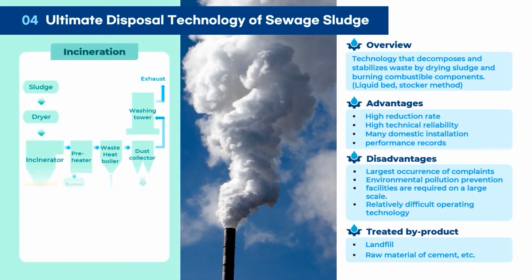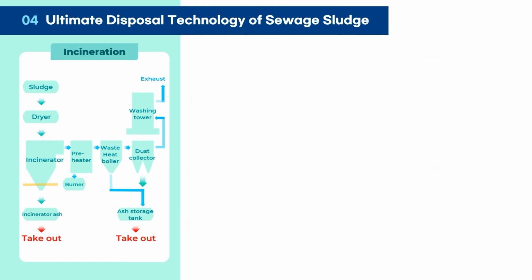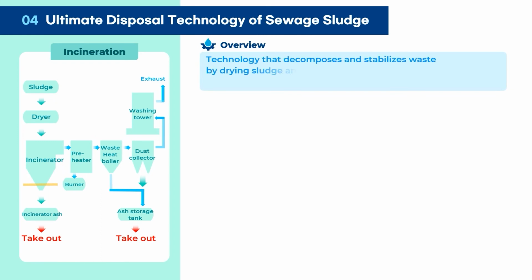Third, I'll describe incineration. This refers to a technology in which, after sludge is dewatered, the combustible elements are burned in an incinerator, and stable waste is produced in the form of incineration ash.